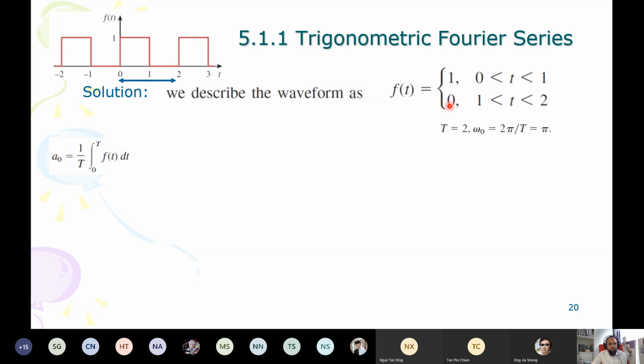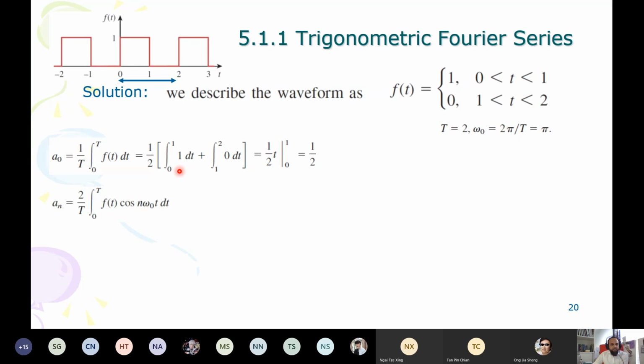We find a naught using the formula 1 upon T integral 0 to T f(t) dt. f(t) can be split into 2 because there are two different values for two different times. From 0 to 1, 1. You can see that 0 to 1 is 1, and from 1 to 2 is 0. So this will be 0. We integrate this, we get t, applying limit 0 to 1, we'll get just 1 upon 2, right?